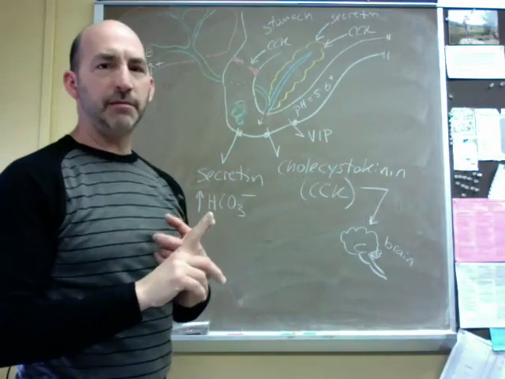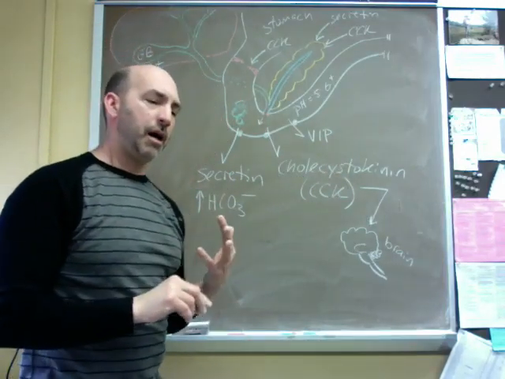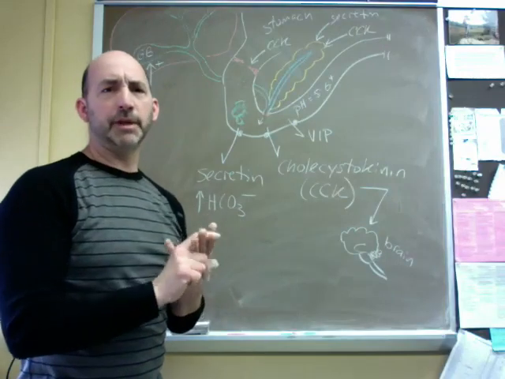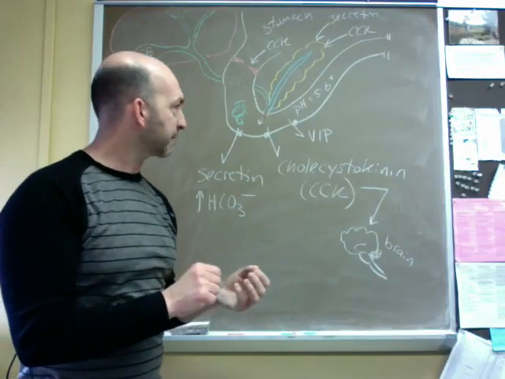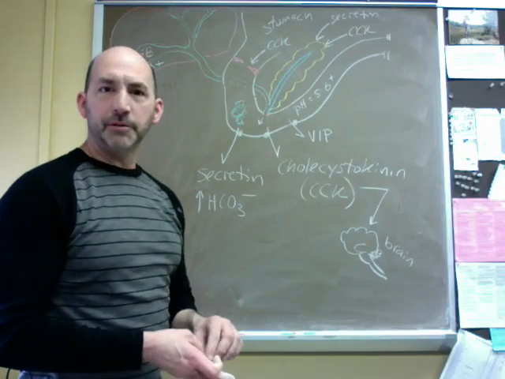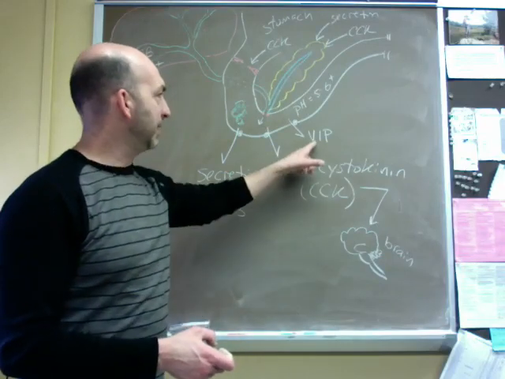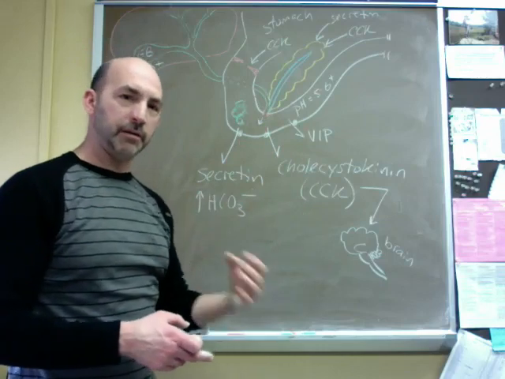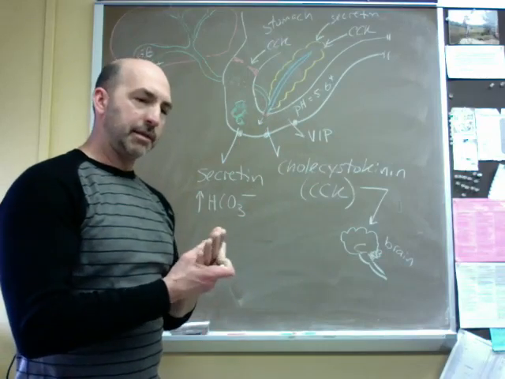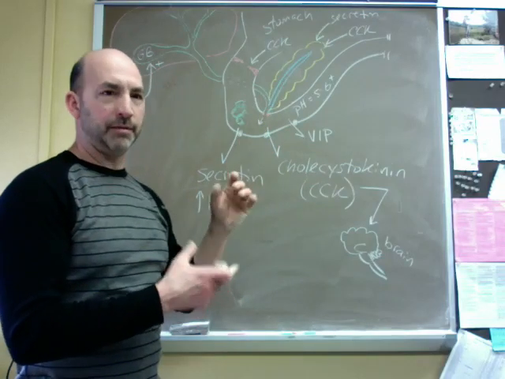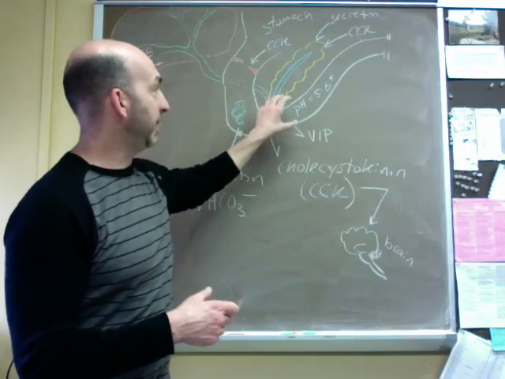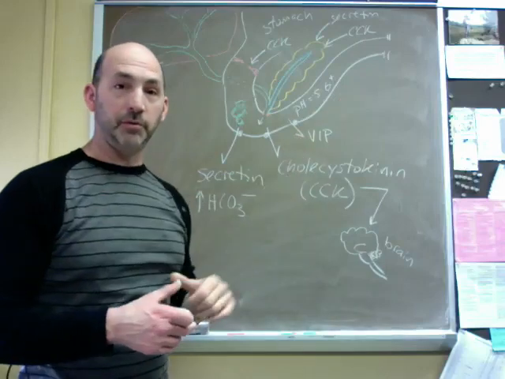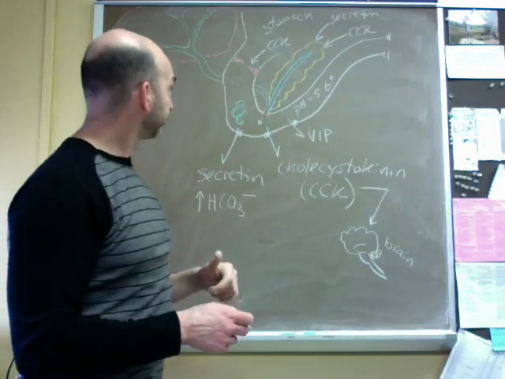VIP, vasoactive intestinal peptide. It kind of tells you how its actions were first discovered. Vasoactive means it constricts blood vessels. Well, that means it constricts smooth muscle. And so what it's tied to in GI function, which they discovered later, was that it contracts the smooth muscle and helps with segmentation and peristalsis. So VIP is associated with mixing and propagation of food along the GI tract.